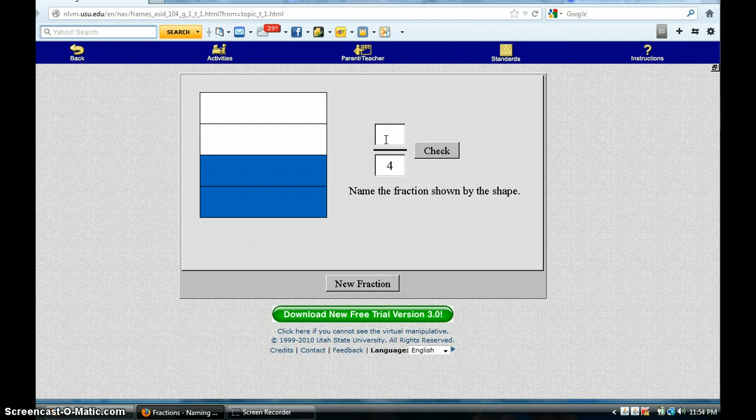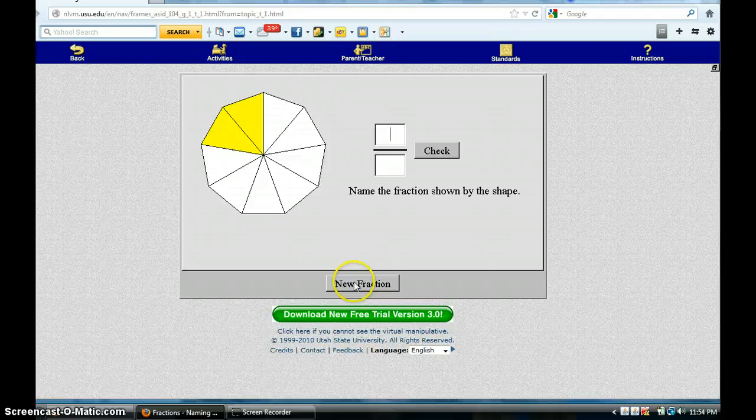And the next part is the actual fraction part. Now, students will need to identify, well, how many parts are colored in? How many can they see that are blue in this particular example? And they would realize that there are 2. And I appreciate that there's a checking feature so then students can realize if they're correct or not.